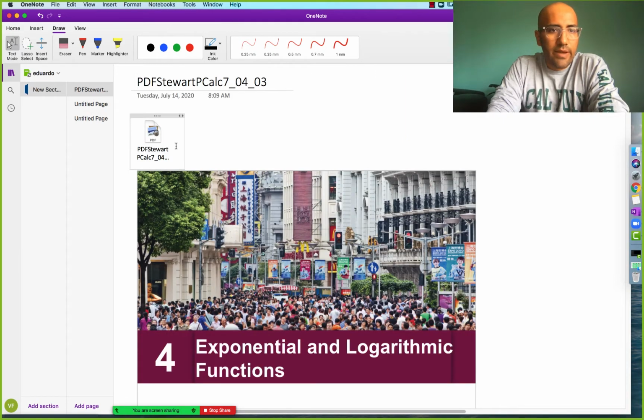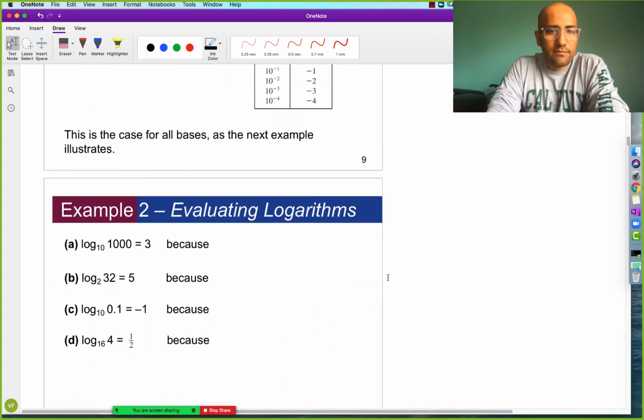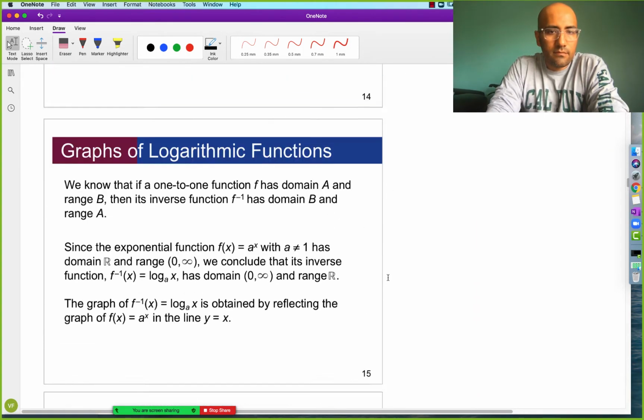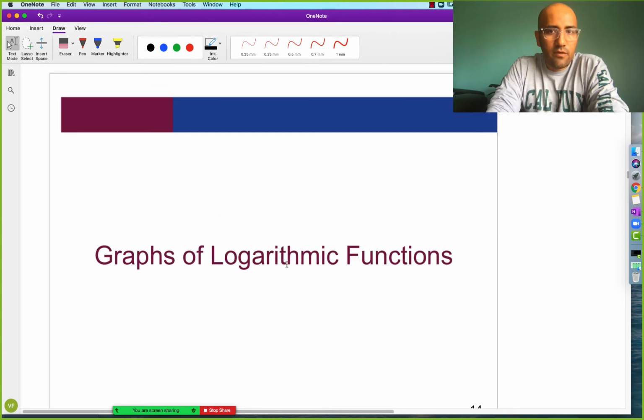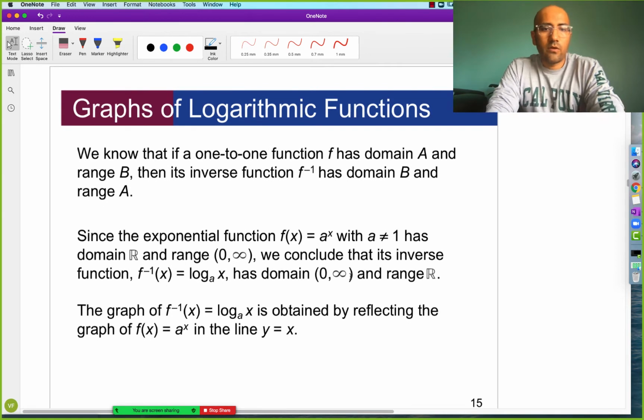All right, so let's go back to this guy and look at graphs. Okay, so graphs of logarithmic functions. We know that if a one-to-one function f has domain A and range B, then its inverse function f inverse has domain B and range A, right? They flip-flop. All the inputs become outputs, and the outputs become inputs. They undo each other, so their domain and range swap.